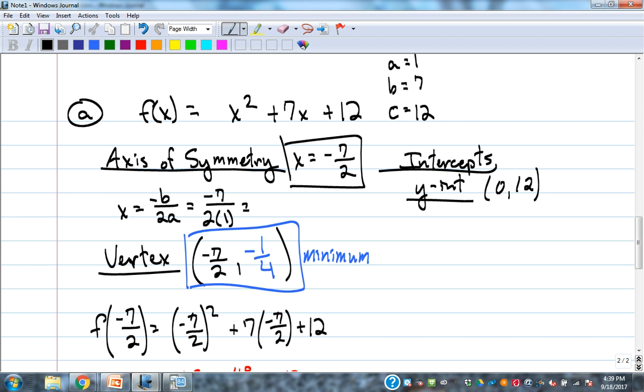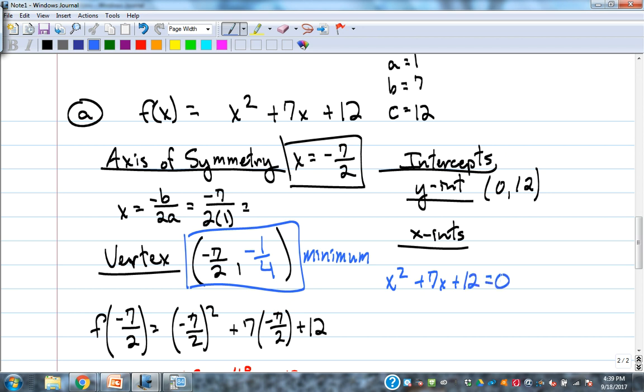So no matter what equation we ever use, if we got a fifth degree polynomial next week, and you need the y-intercept, plug a 0 in. You got the y-intercept. X intercepts, they're not as easy. They're a little more difficult, okay? How do we find the x intercepts? Set the whole thing equal to 0. So I got x squared plus 7x plus 12 equals 0.